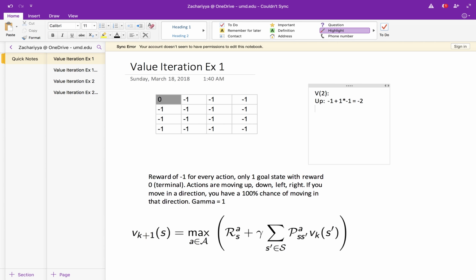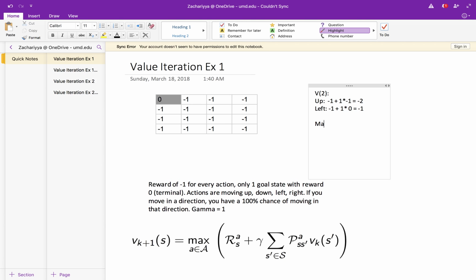But what if we went left? Now this is where it gets interesting. So -1 plus the probability of ending up at any other state, of course, is 1 again. But what's different here is that I have a state I can end up in that actually has a value greater than -1, which is 0. So I actually end up with -1. If I'm maximizing over -2 and -1, I'm obviously going to prefer the -1.